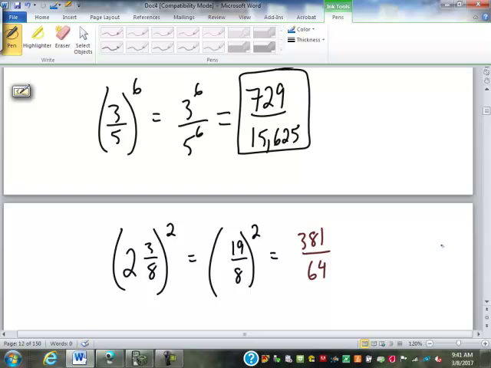And we have to reduce it down again. 64 goes into 361. Let's try 5 times. That's 320 with 41 left over. So that's 5 and 41/64.